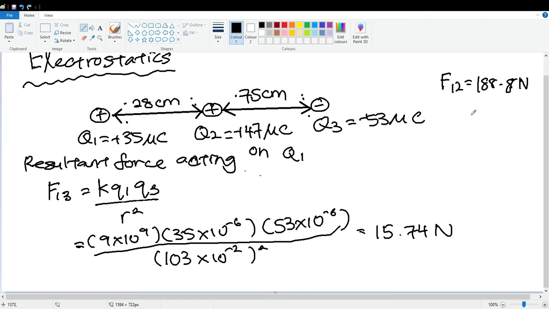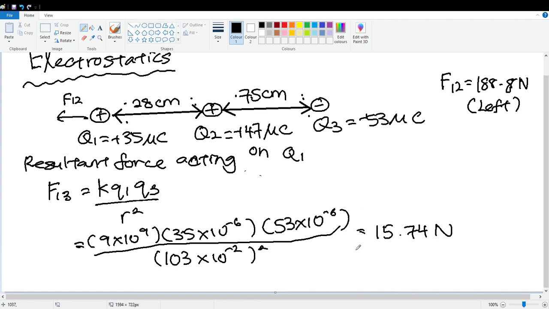Alright, so just now I missed something, which is the direction of F12. F12 is the force from the interaction between Q1 and Q2. Since both of them are positive charges, it means that they are repulsive. So I can conclude that my F12 is towards this direction, which is towards the left.